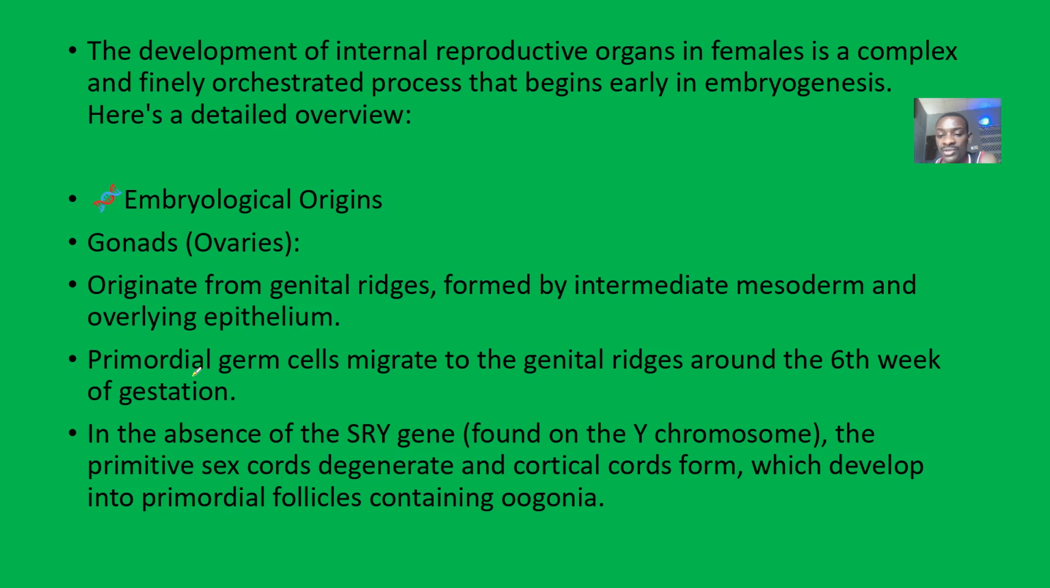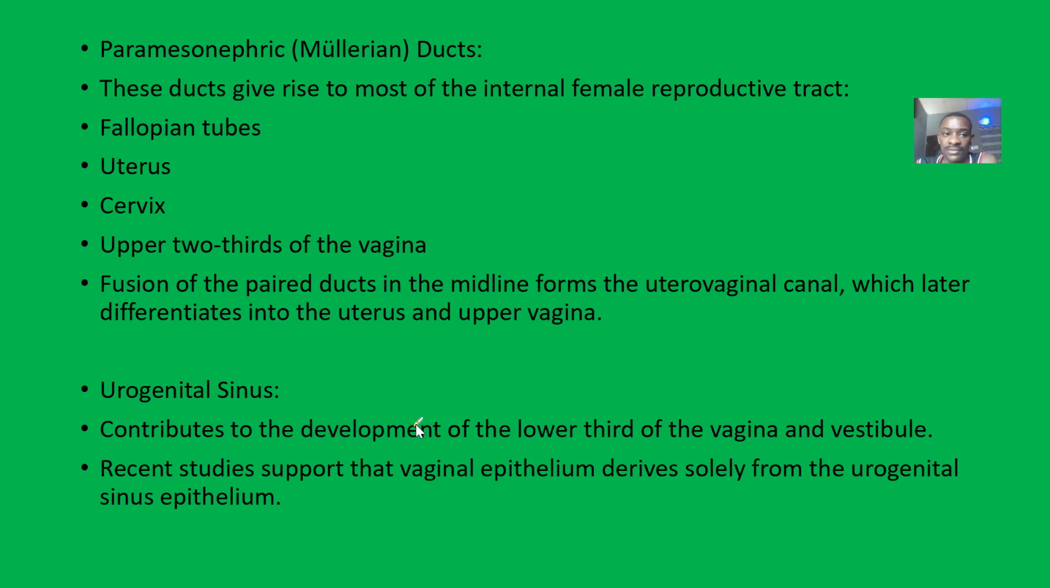Primordial germ cells migrate to the genital ridges around the 6th week of gestation. Of course, the sex-determining region on the Y chromosome releases a gene known as the SRY gene. So once that gene is not there, the gonads will start developing eggs. Do you understand? So, the paramesonephric duct. Those ducts give rise to most of the internal female reproductive tract: the fallopian tubes, uterus, cervix, and upper two-thirds of the vagina.